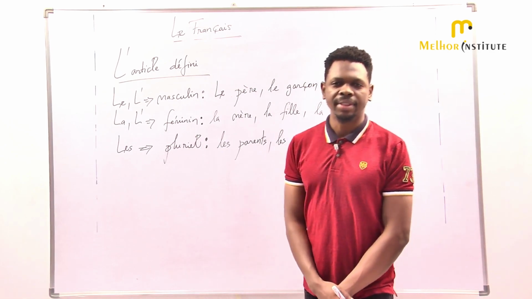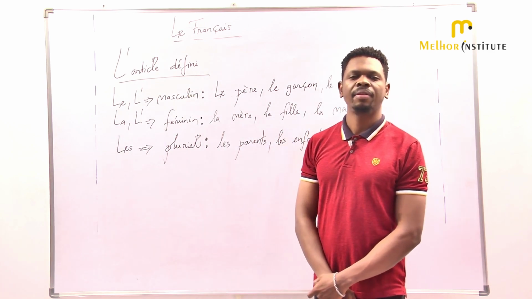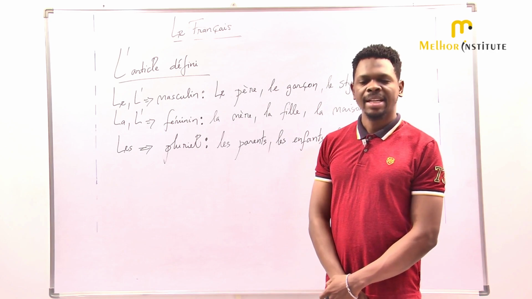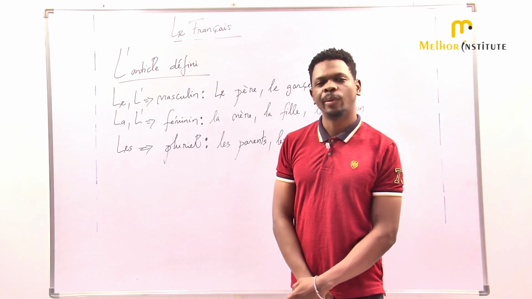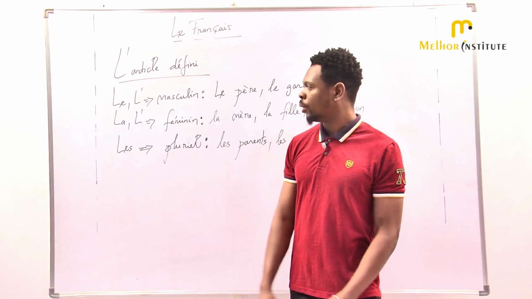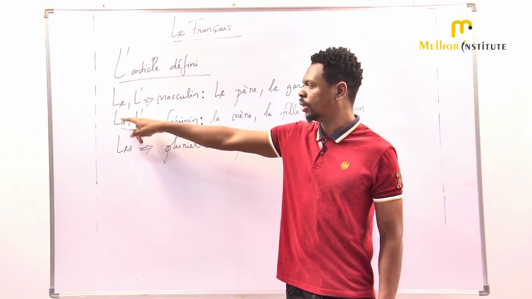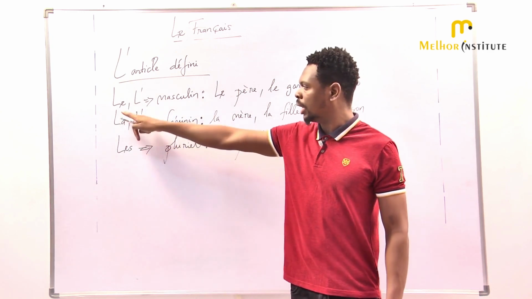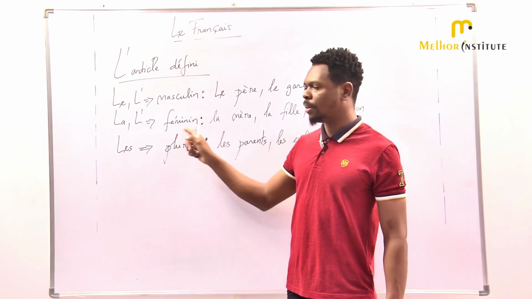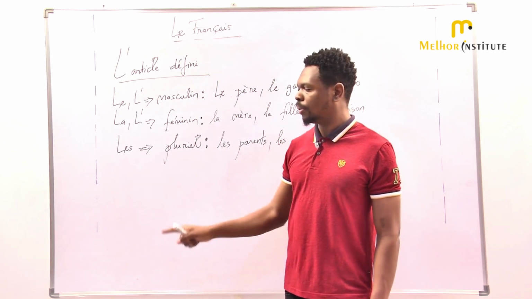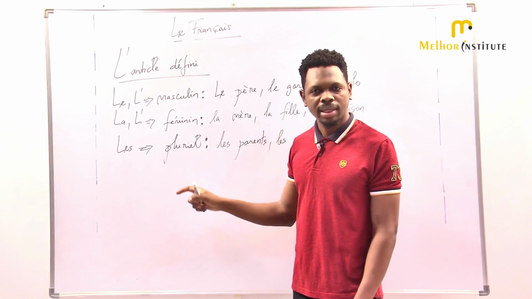L'article défini. It means the definite article. L'article défini stands in front of a noun, but we have three types of them. We have le, la, les. Le masculin, la féminin, le pluriel means masculine, feminine, and plural.